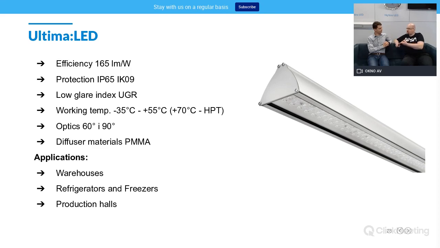You have a smooth surface construction, easy to clean, and as you can see with Ultima, the shape is very slick. There is no flat surfaces.